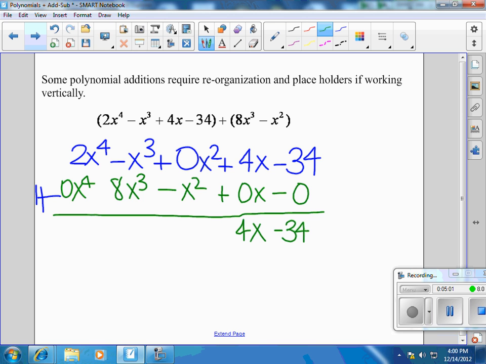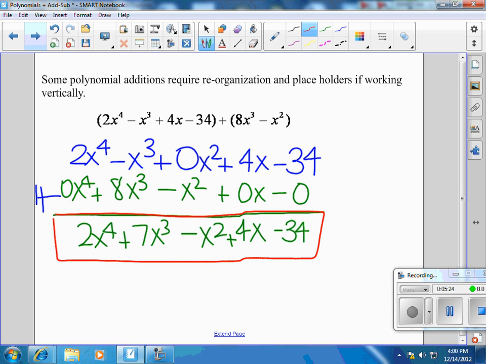0x squared minus an x squared is going to give me negative x squared. And then I have negative x cubed plus 8x cubed. So this ends up being 7x cubed. And then we're not doing anything with our 2x to the 4th. So here is our answer. And if you were to do this horizontally, you wouldn't really have to leave placeholders. Just be careful who you're combining. Don't just automatically combine the first two terms because they're first. Make sure that they are alike before you combine them. So that's all for addition.